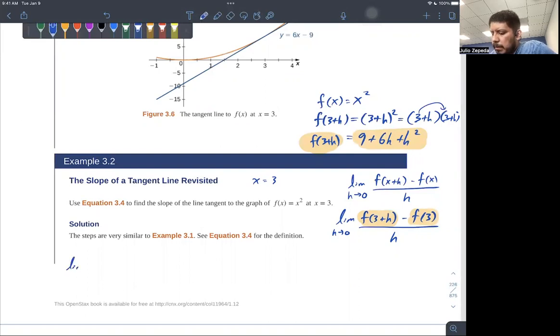We get the limit as h approaches 0 of 9 plus 6h plus h squared minus f of 3, which is 3 squared, divided by h.